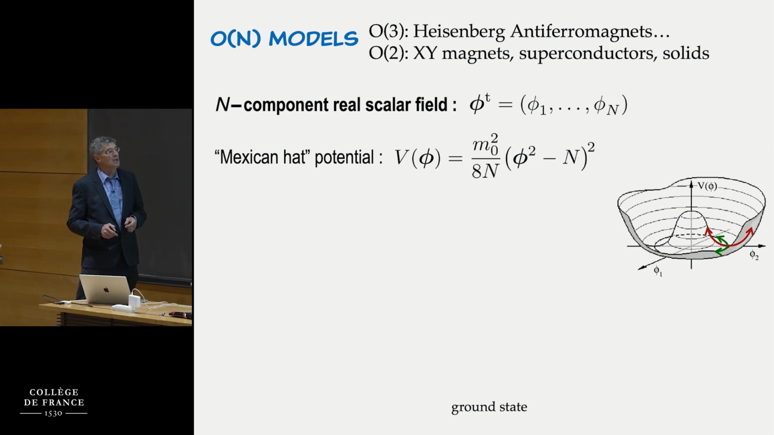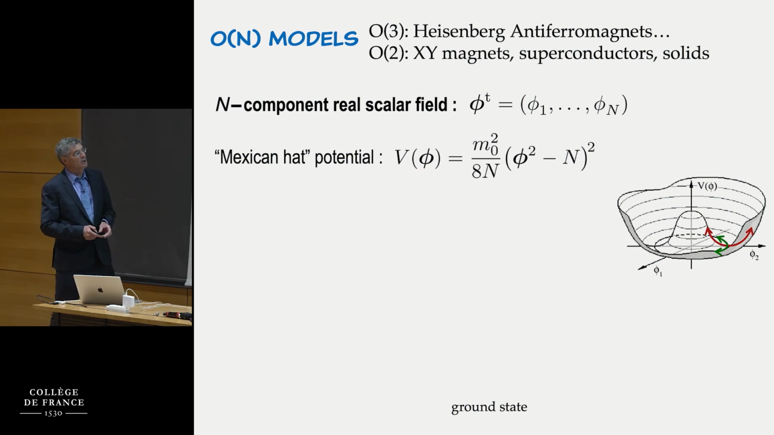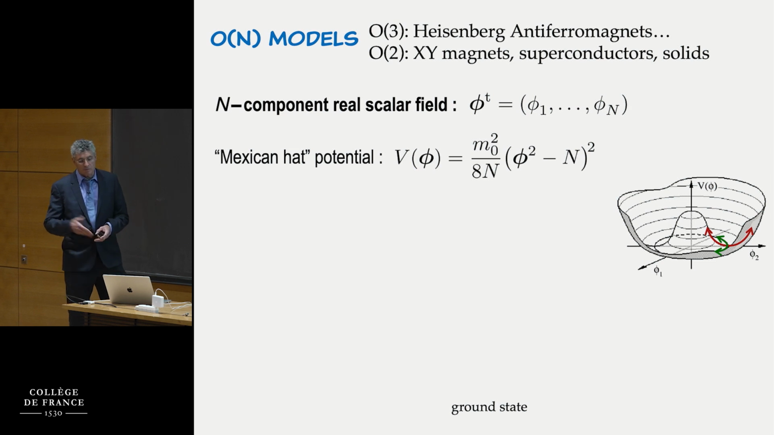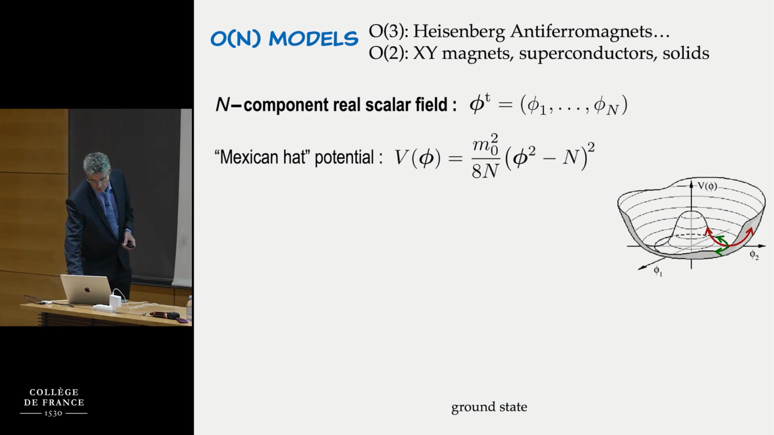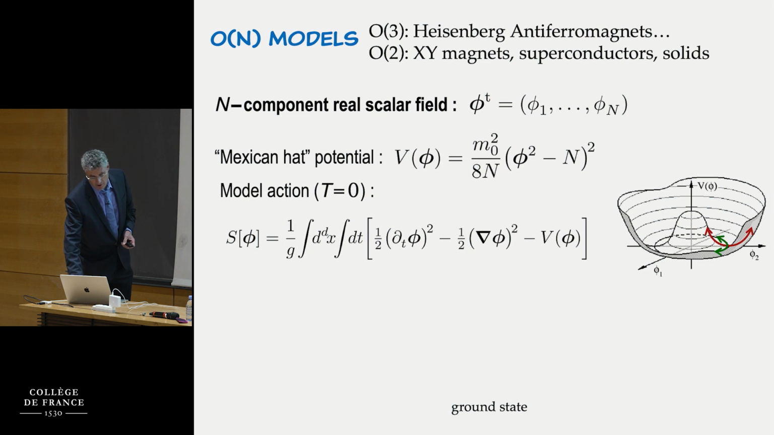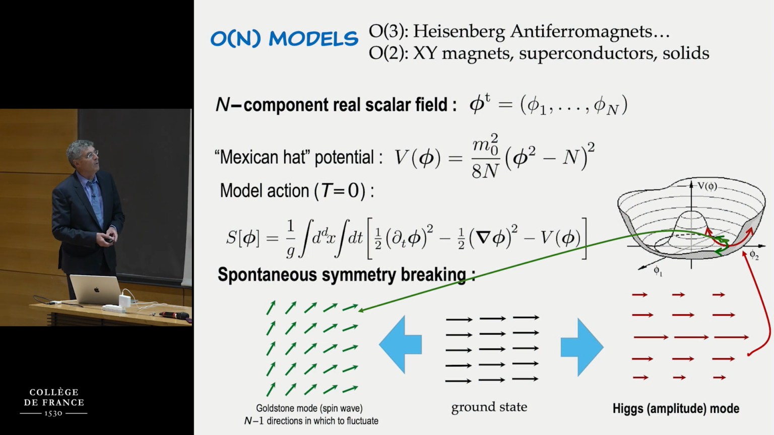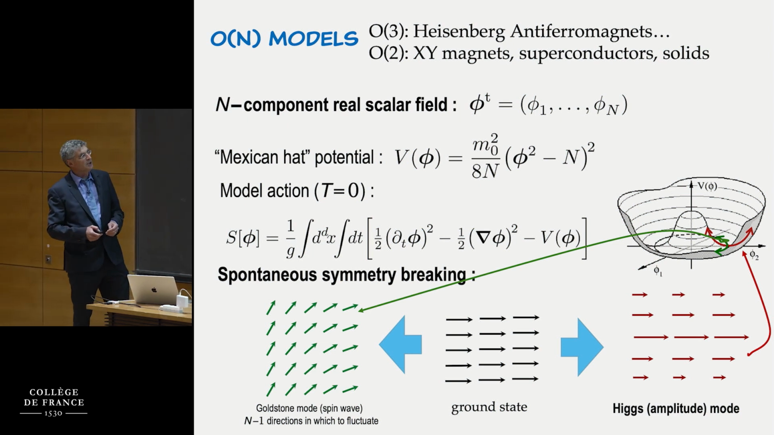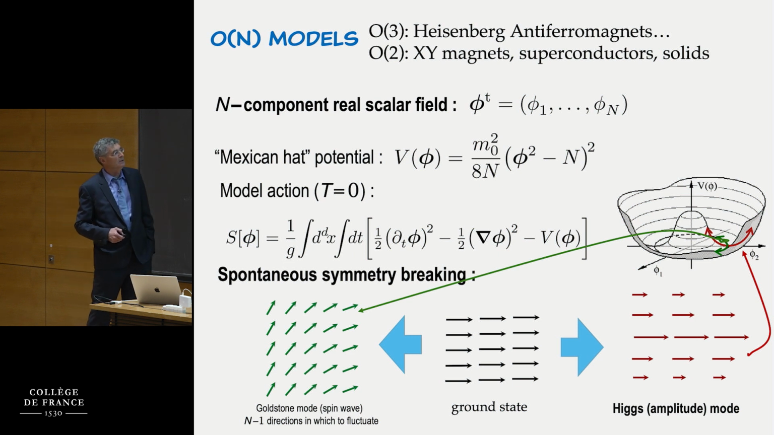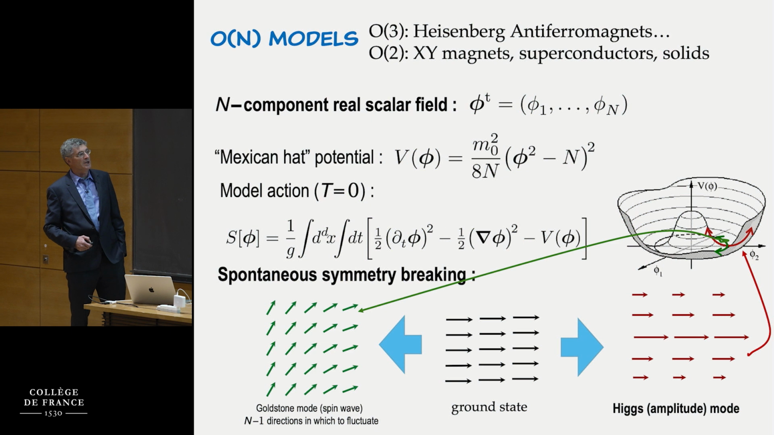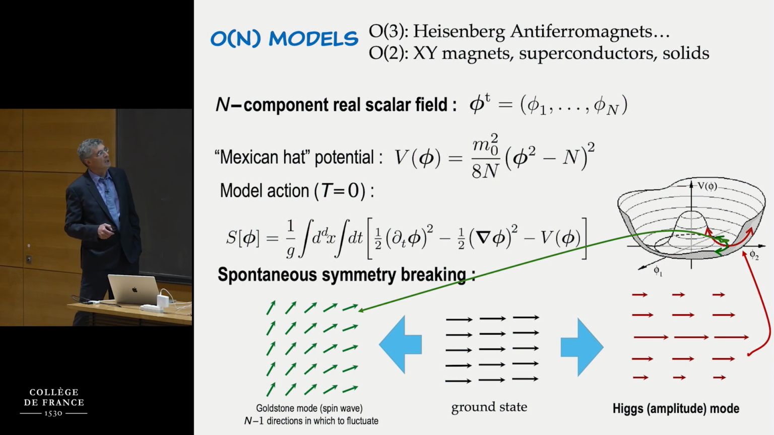Those are zero energy fluctuations. But there's also a radial mode, which is what we now call the Higgs mode. It's an amplitude mode. When one writes down a model action, one expects, based on the shape of the potential, just by mean field theory, to have an ordered phase with these two different types of fluctuations, amplitude fluctuations and phase, which is the direction fluctuations. And this holds for O(2), but it holds also for any O(N) theory.